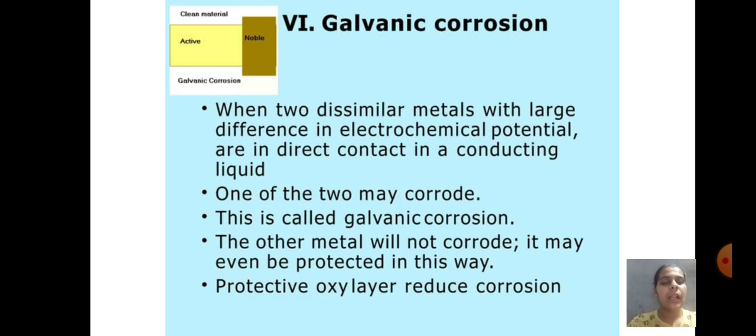Galvanic corrosion. When two dissimilar metals with large difference in electrochemical potential are in direct contact in a conducting liquid, one of the two may corrode. This is called galvanic corrosion. The other metal will not corrode, it may even be protected in this way. Protective oxide layer reduces corrosion.